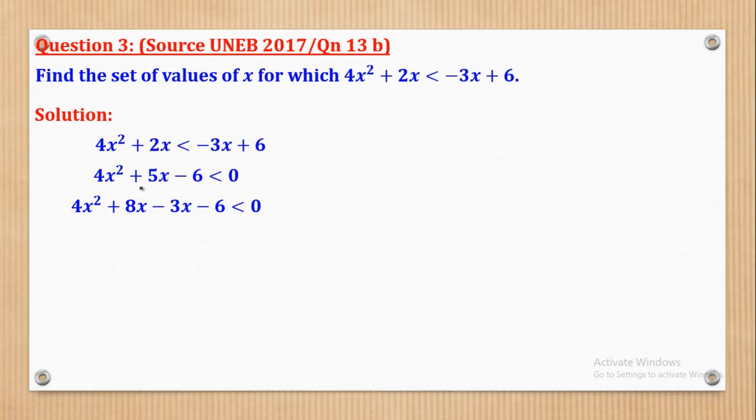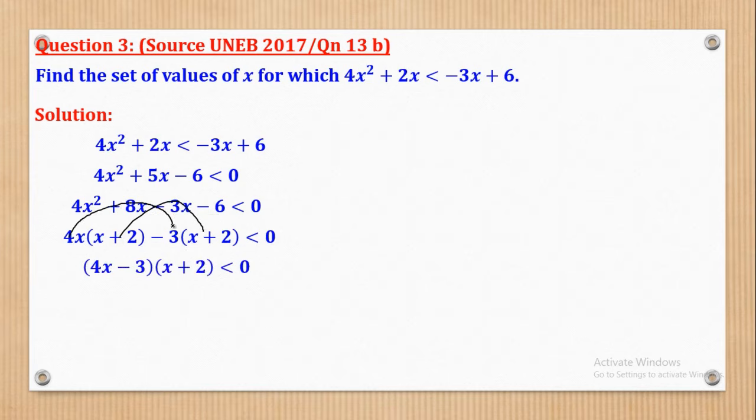So this 5x will be replaced by 8x minus 3x. Now these two, 4x is common, and here negative 3 is common. So come and factorize out 4x here, remain with x plus 2. Factorize out negative 3 here, remain with x plus 2. Now x plus 2 is common here, so therefore we shall remain with 4x minus 3, which is this, and x plus 2, which is that.